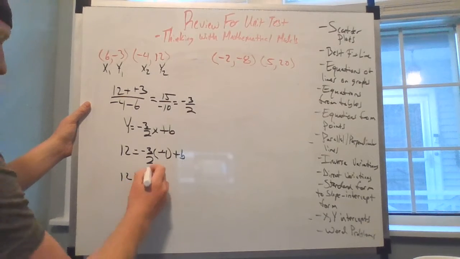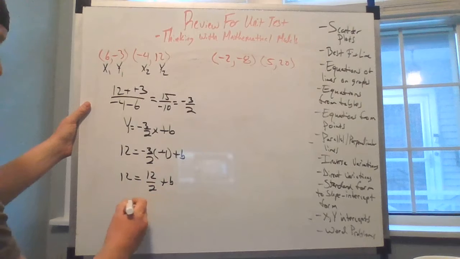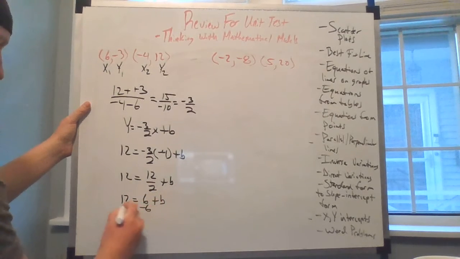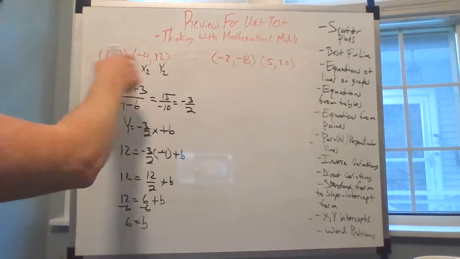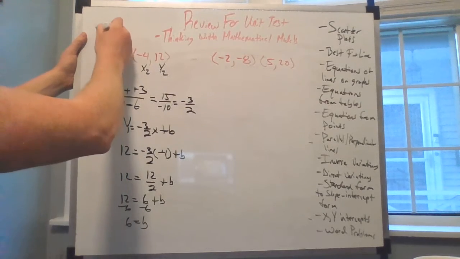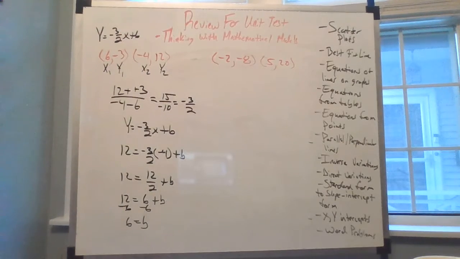So I'll just draw this out for you. Negative 3 times negative 4 is positive 12 over 2 plus b. 12 divided by 2 is 6. 12 equals 6 plus b, minus 6 from both sides, so 6 equals b. So the equation that satisfies these 2 points is y equals negative 3 halves x plus 6. Doing it just like such.